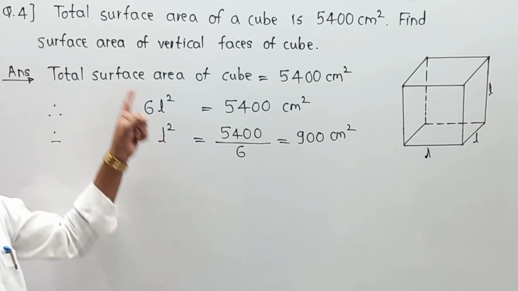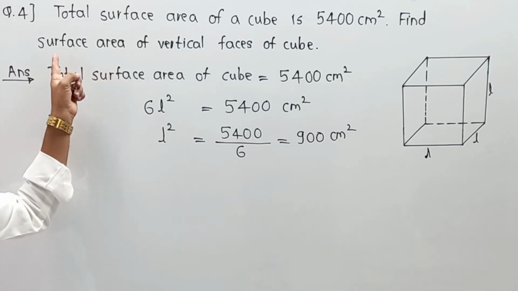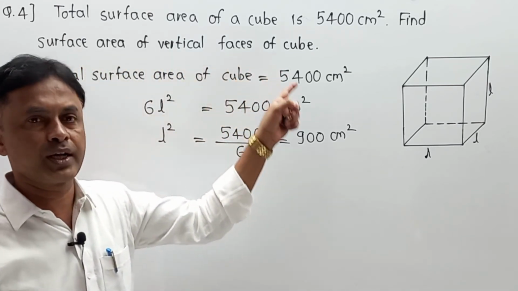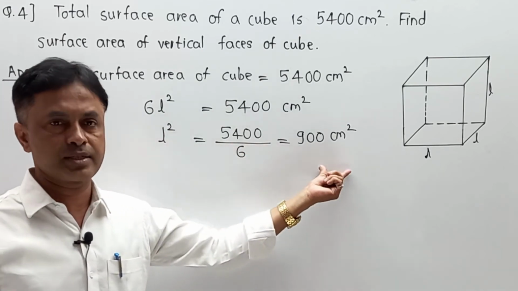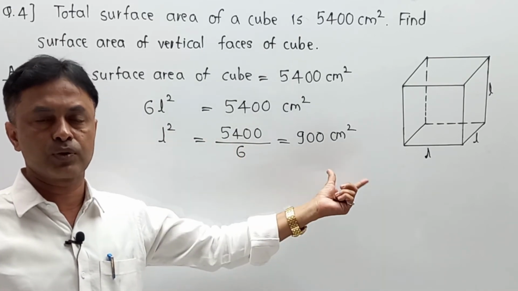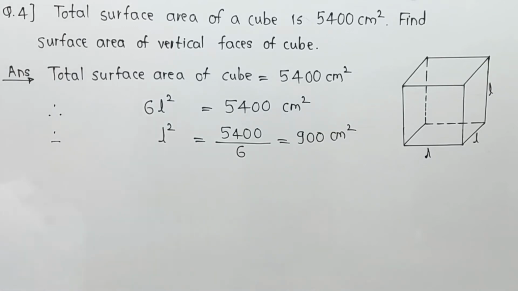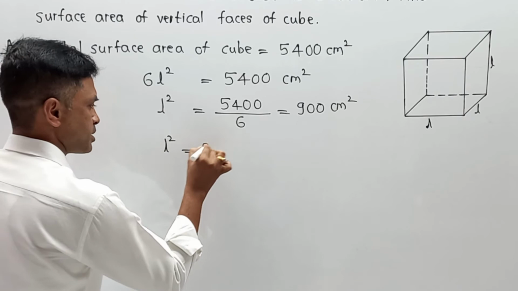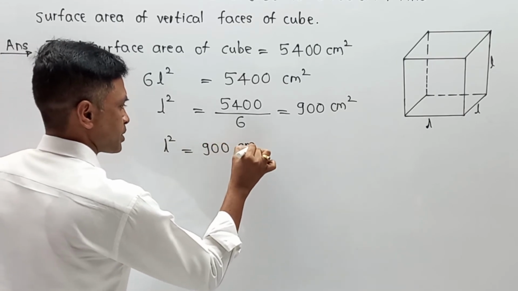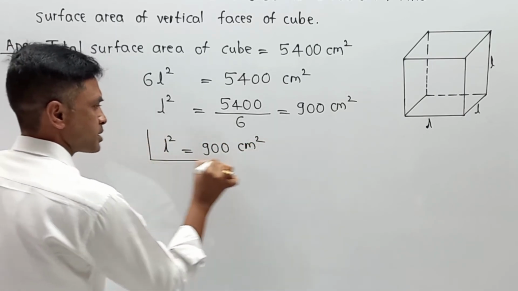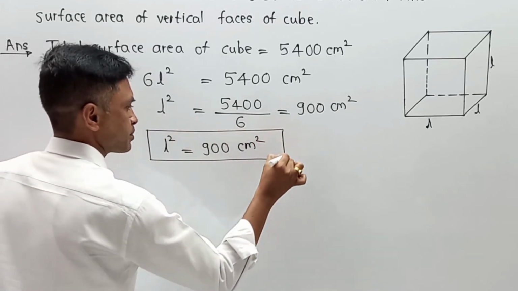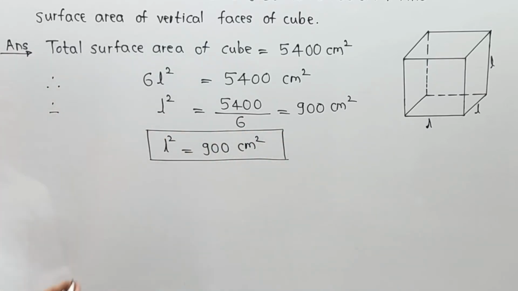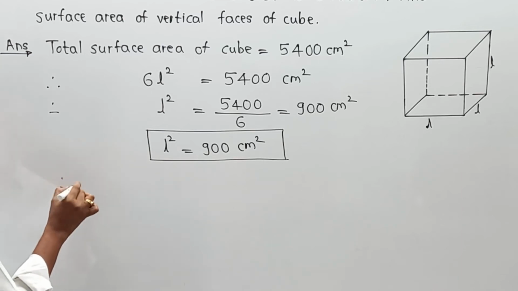The reason behind it is that next part is find the surface area of vertical faces, where we again need L square. Else you can calculate L is equal to 30. That is also true. Next, as you are able to get L square is equal to 900 square centimeter as the first part of our answer. Next, we need vertical faces or surface area of vertical faces.